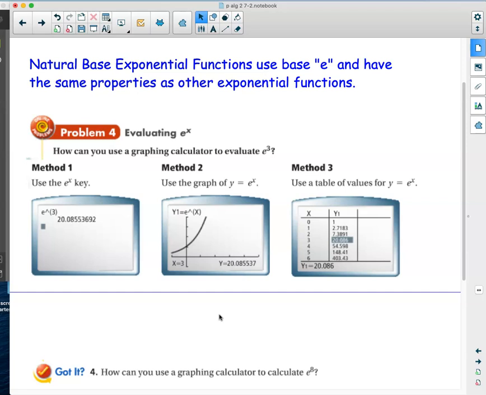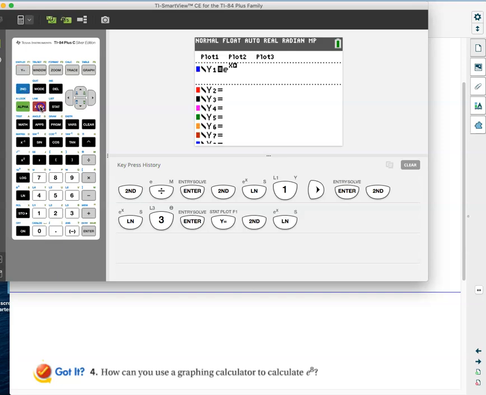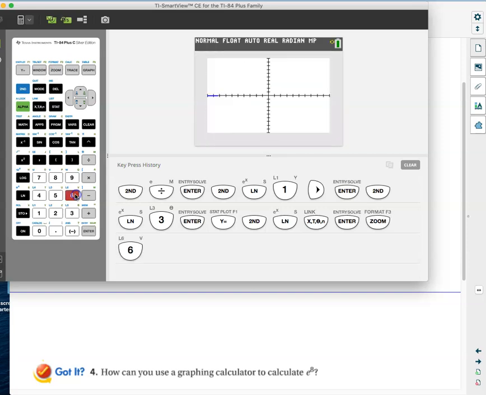For this one, they said, well, let's go ahead and graph it. Let's see what e to the something looks like when we graph it. So let's go into y equals, and let's do second ln, and let's put e to the x. And we'll do zoom 6 and take a peek. And I hope we notice that looks exactly like our growth functions that we were graphing last week.